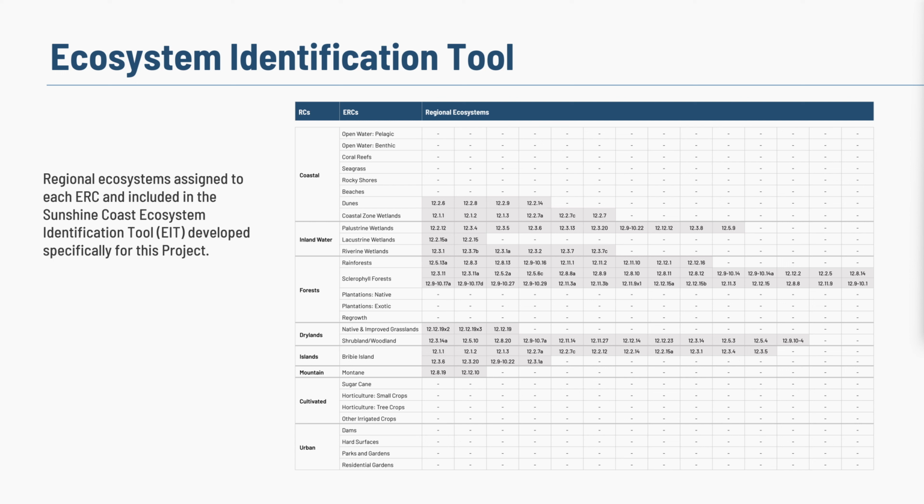Now, we weren't able to map every single location in the Sunshine Coast. There are some gaps, so please refer to the mapping report, the methods report that's also available on the website, for details. We've also made our ecosystem identification tool available on the website to provide details on that classification process.